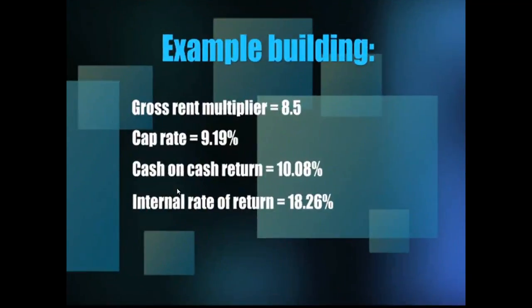So if we go back to our example, this building has a gross rent multiplier of 8.5, doesn't mean a whole lot. It's got a cap rate of almost 9.2%. It's got a cash-on-cash return of almost 10.1%. But it's got an internal rate of return of over 18%. That's amazing. Now I'm going to introduce one other concept in this section, one other type of calculation.